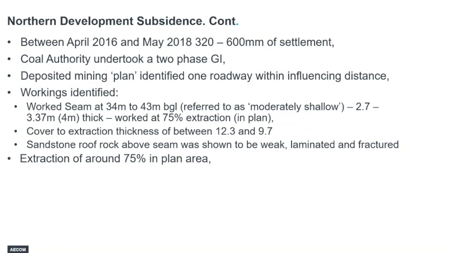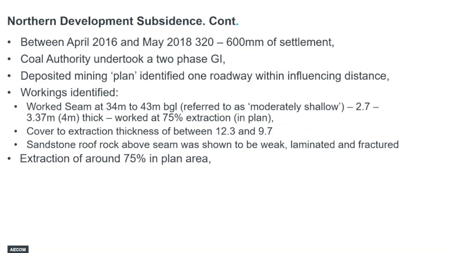So a number of seams were identified. The main seam that seems to be potentially at fault here was a seam at 34 to 43 metres below ground level and was somewhere between 2.7 to 3.37 metres thick. I've also put 4 because there's some suggestion that perhaps in 1 or 2 boreholes it was 4 metres thick. And obviously we need to think about that. We need to look at those numbers, and we need to think about the ratio going back to the 10 times rule. And this is kind of on the borderline of, on paper, was this a problem? Was it not a problem?